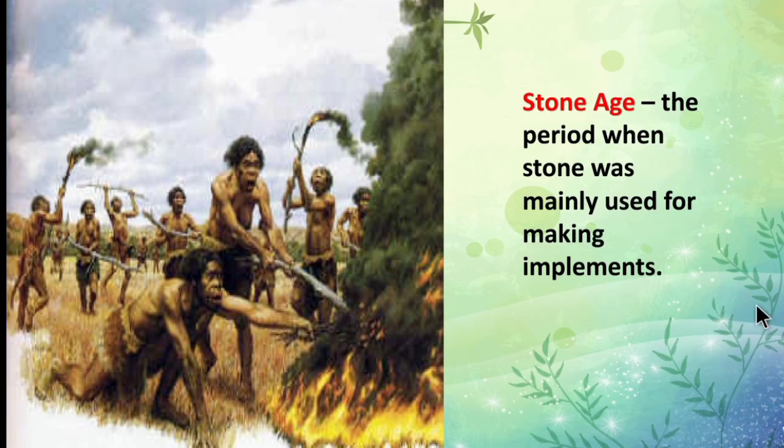And the Stone Age means the period where people used stones to make their things. They depended mostly on stones. The Stone Age is the period when stone was mainly used for making implements.